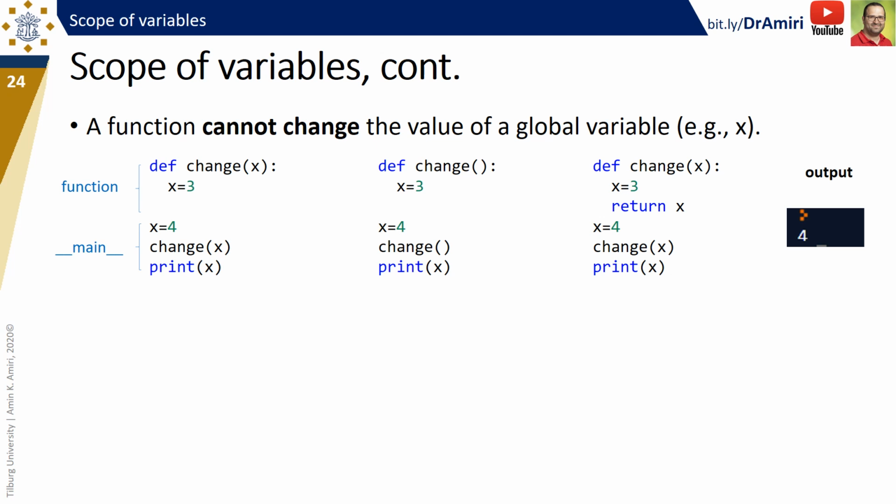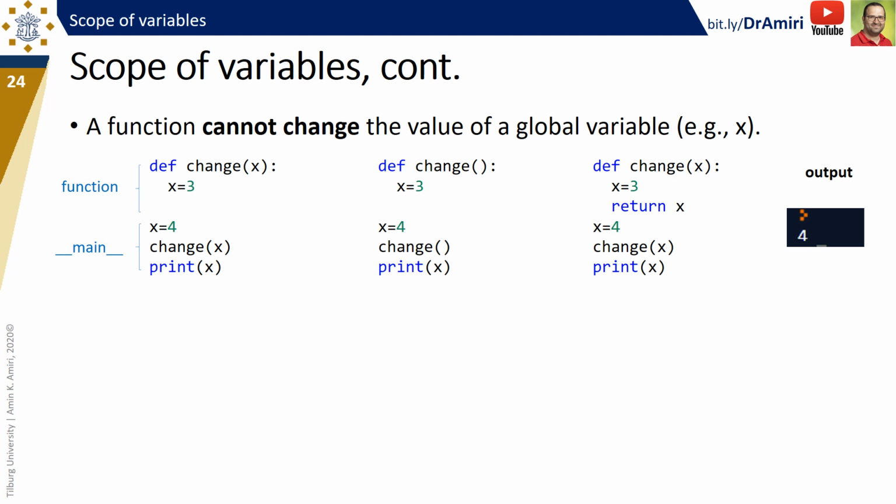However, we learned that although the function change can read the value of X and set it to 3 to be used inside the function change, it doesn't change the X in the DOM domain. The value is going to be untouched. That means X is still going to be 4, and that's why you see the output of 4 as a result of running the print function.